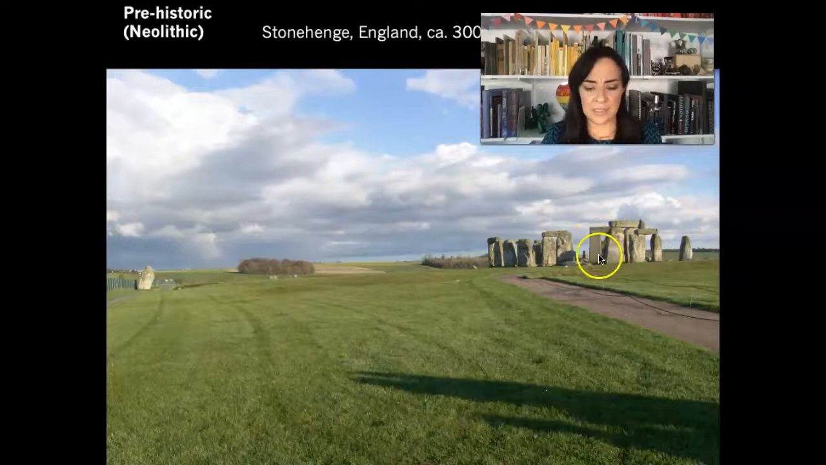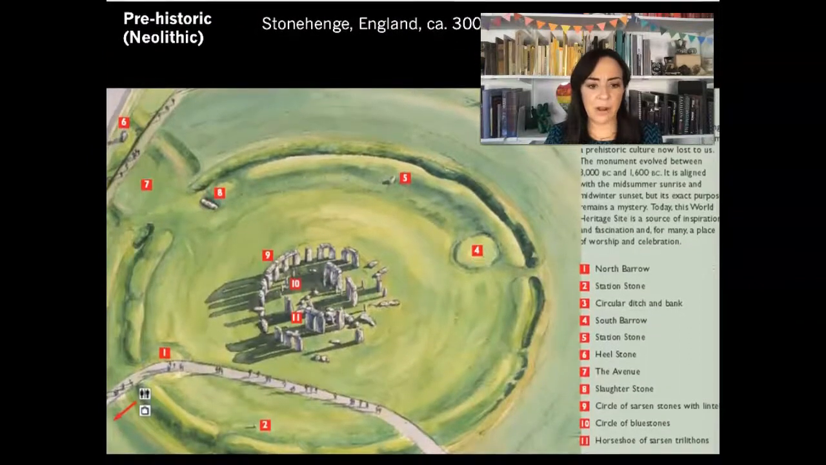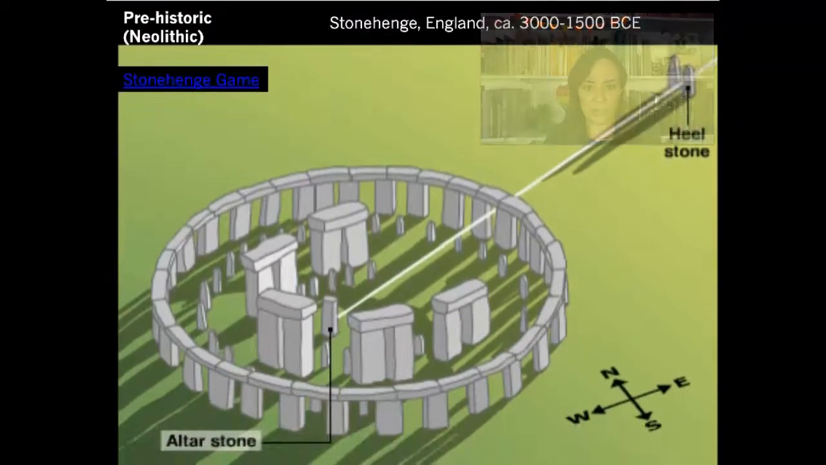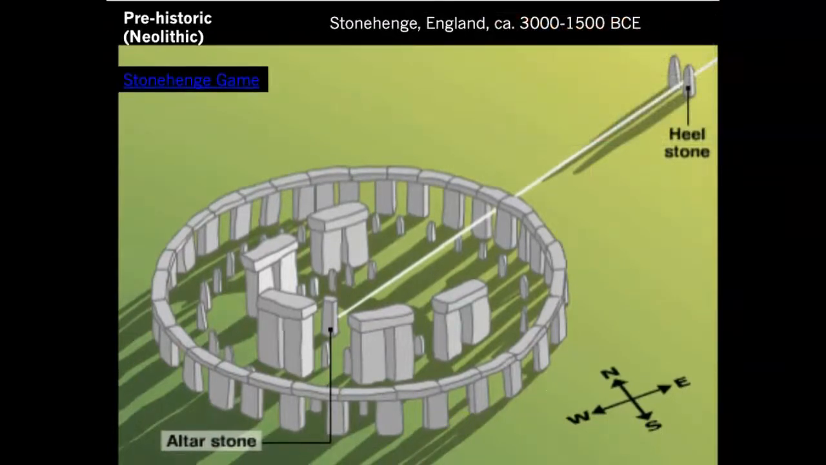If you were to stand in the center of Stonehenge at an area often referred to as the altar stone, it's right over here, and you were to look through to the heel stone, right over here, what you would find is that on the day of the summer solstice, now if you're not familiar, the summer solstice is the longest day of the year. It comes around every June 21st. It's the longest day of the year because it's the day in which the sun is in the sky for the longest amount of time.